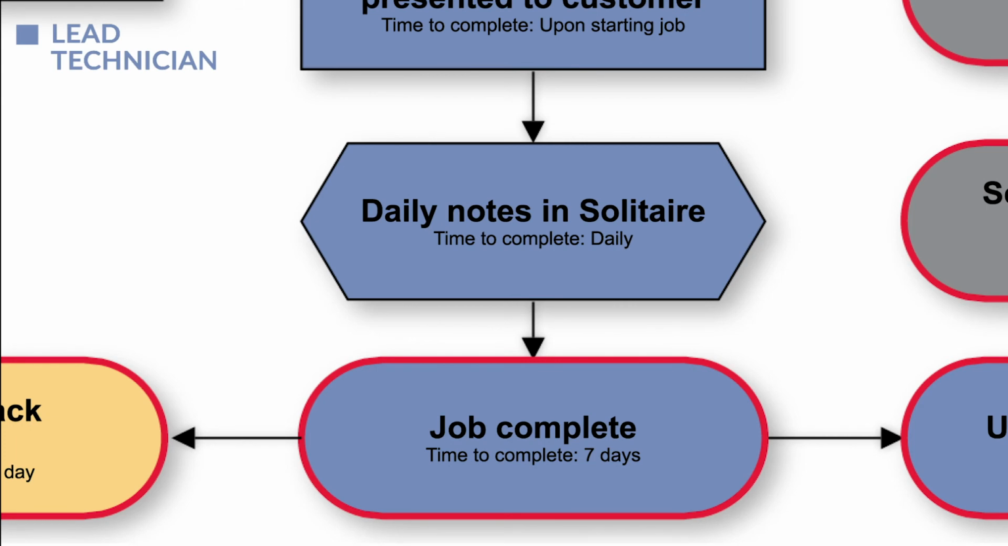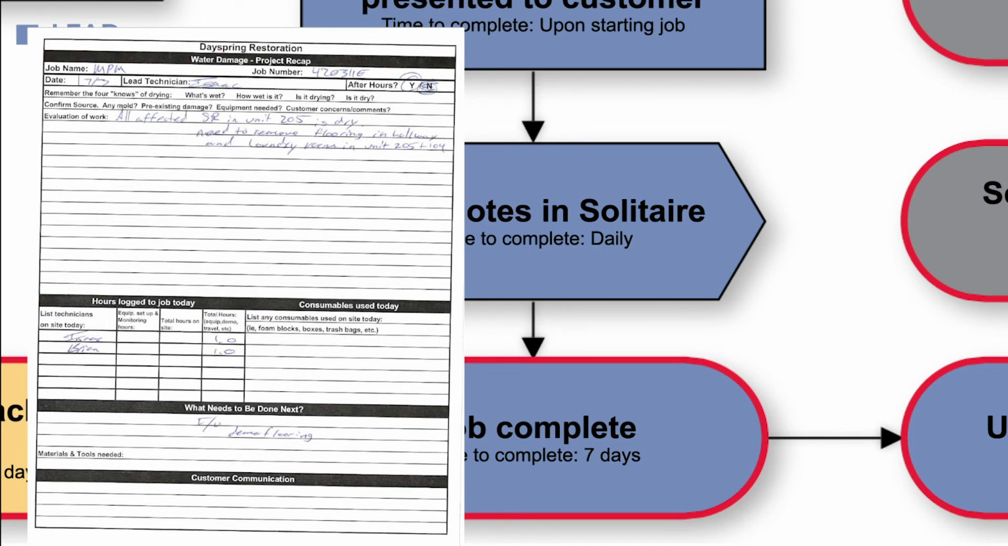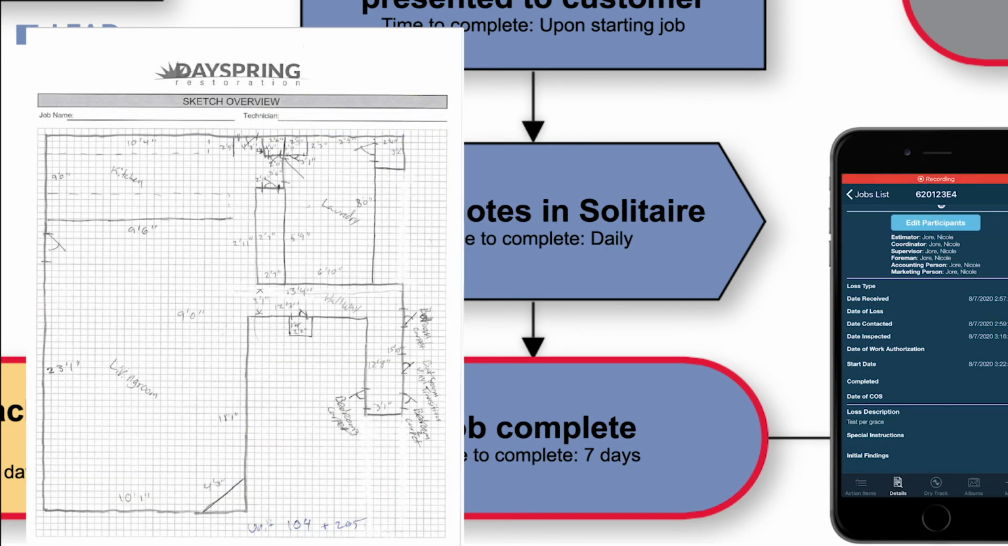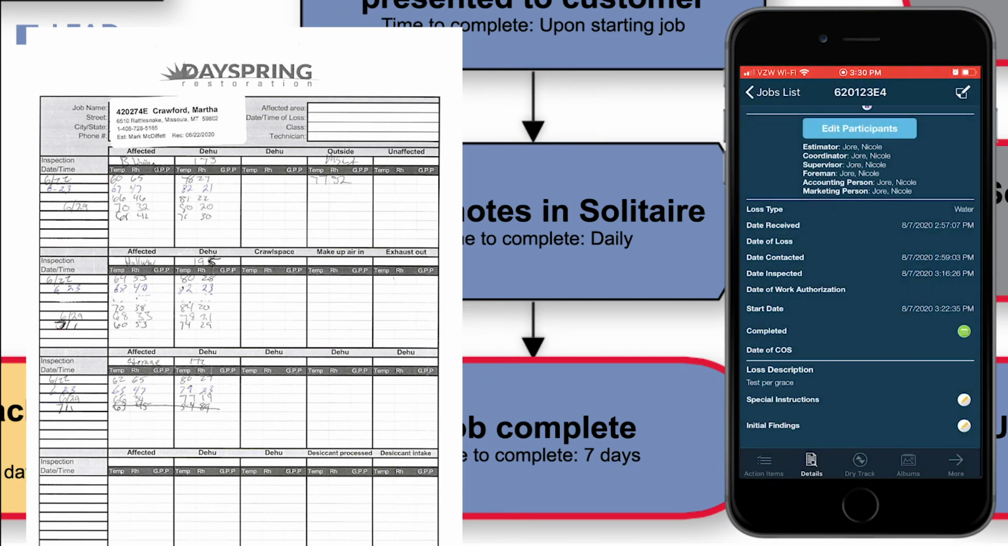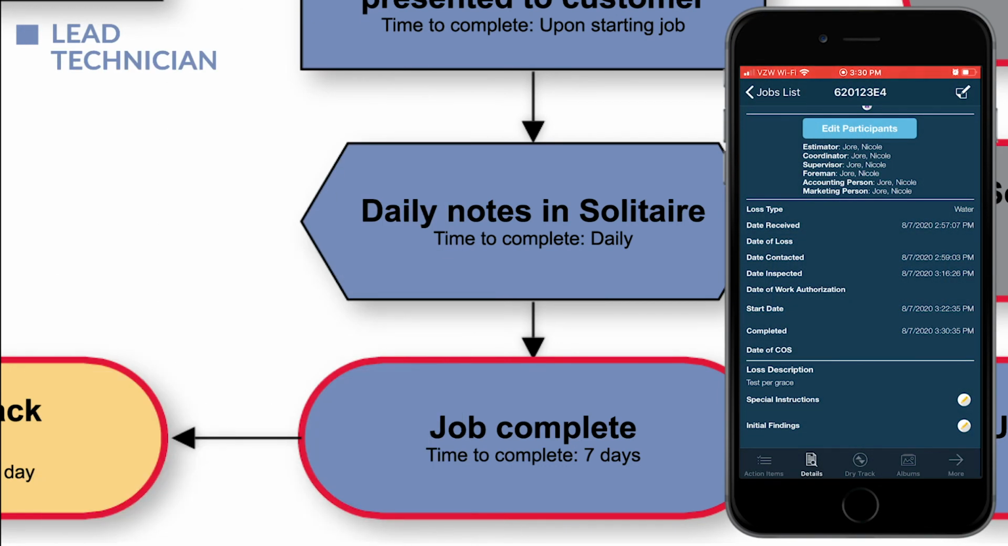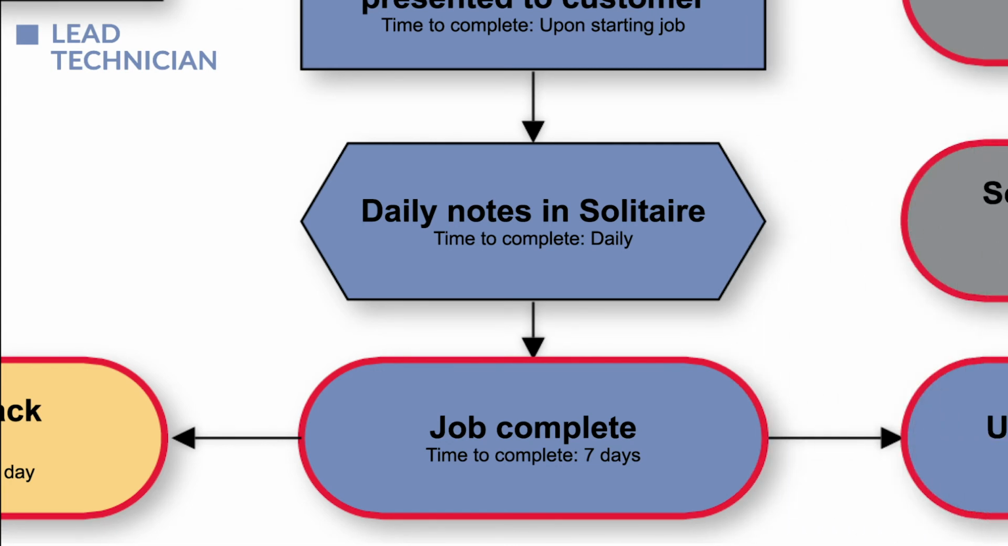Once the job is complete, the lead tech will need to complete the compliance task of completing the job by populating the date of majority completion in Solitaire with the appropriate date. The mitigation superintendent must also verify that the date of majority completion is populated and accurate upon receipt of the file, as this date determines our lien rights.